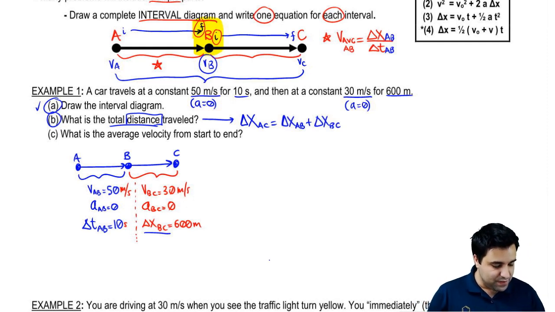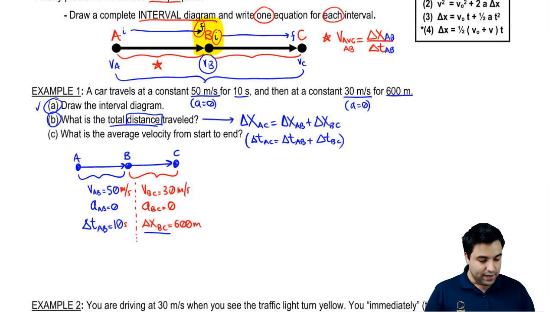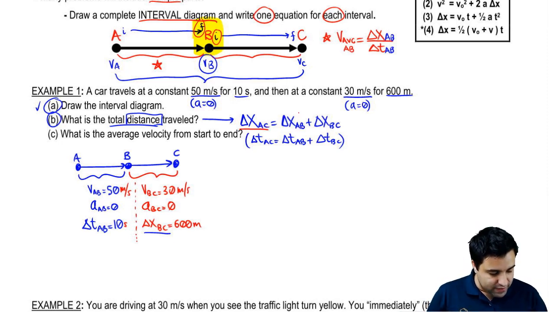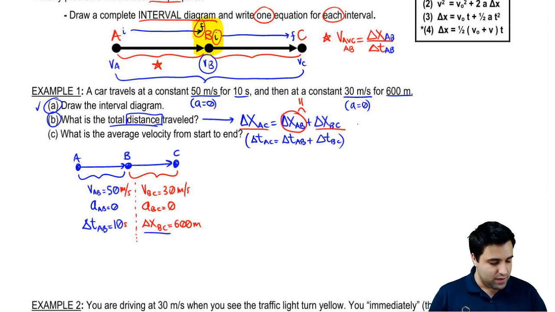In fact, the same thing happens with time. The total time from A to C is just the time from A to B plus the time from B to C. All right, so if I want my total delta x, I need those two other numbers. I don't know delta x AB. I don't have this, sad face. But I have delta x BC, that's 600.